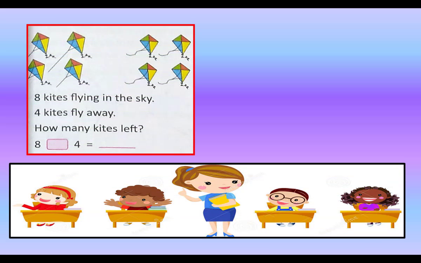Now look at this picture. There are 8 kites flying in the sky. 4 kites fly away. How many kites left? You have to decide whether you have to add or subtract. The word left means you have to subtract. 8 minus 4 is equal to 4.